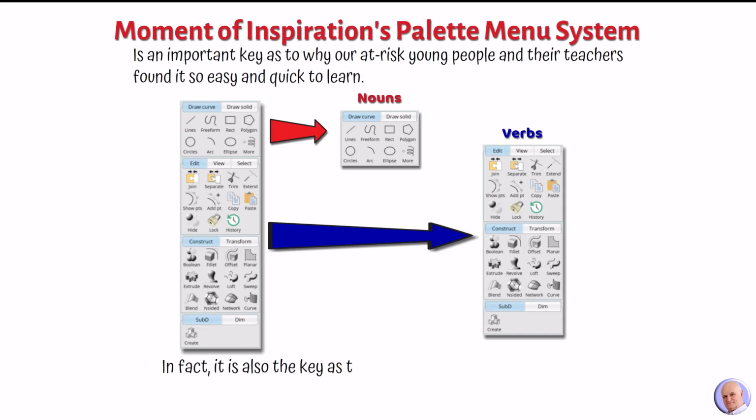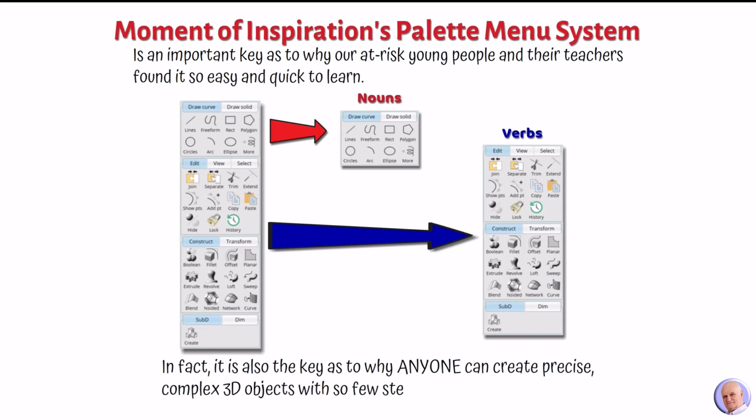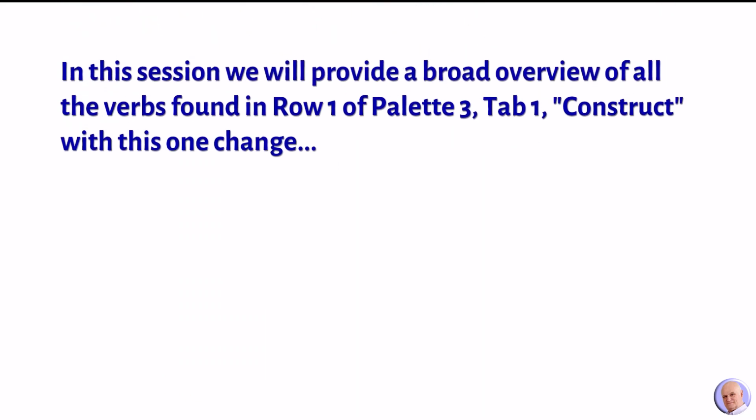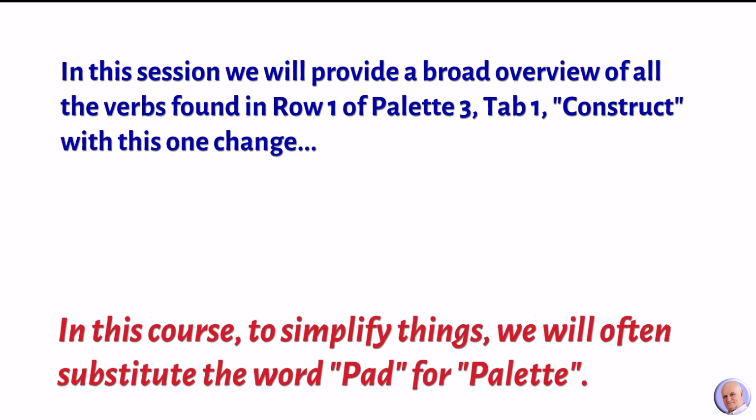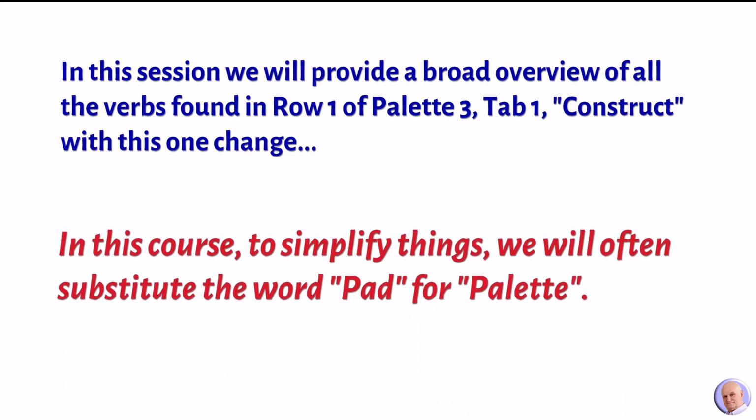In fact, it is also the key as to why anyone can create precise, complex 3D objects with so few steps. In this session, we will provide a broad overview of all the verbs found in Row 1 of Palette 3, Tab 1, Construct, with this one change. In this course, to simplify things, we will often substitute the word pad for palette.